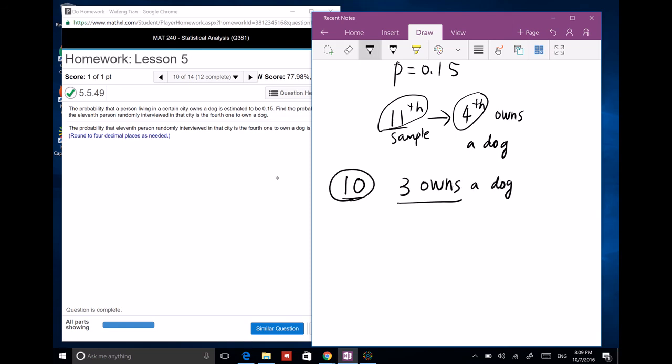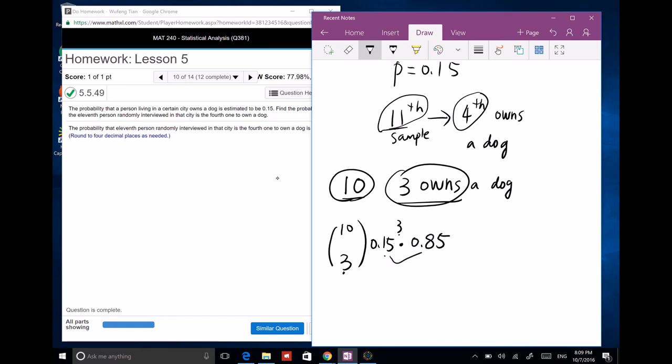So 10 interviews, 3 own a dog. The 7 do not own a dog. It's a binomial distribution. So you choose 3 from 10. You own a dog. The probability of owning a dog is 0.15 to the third power, multiplied by not owning a dog, which is 0.85 because together it is 1.